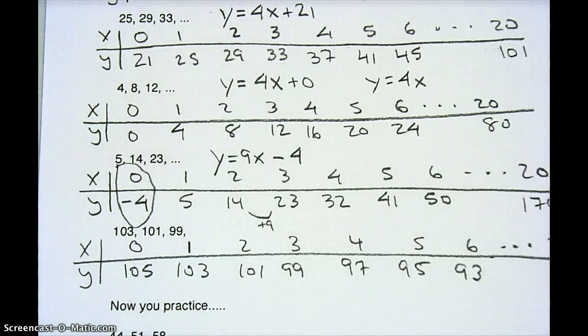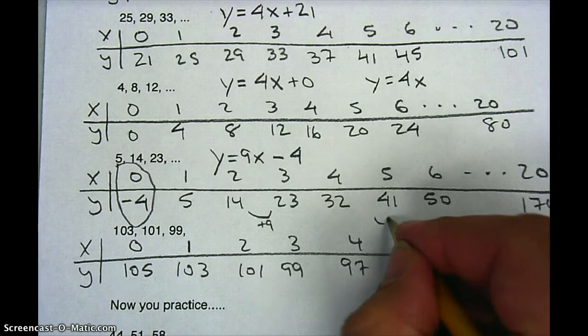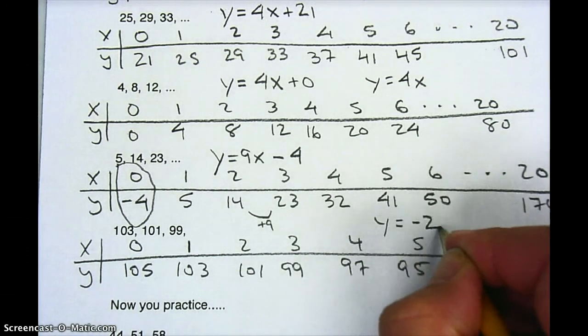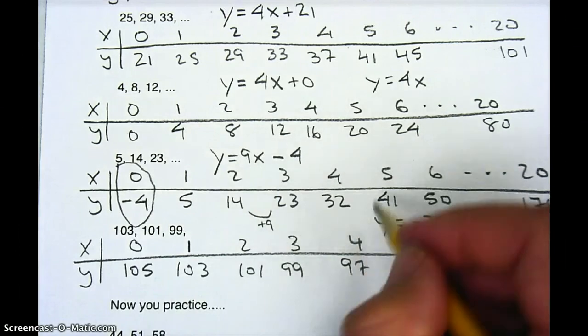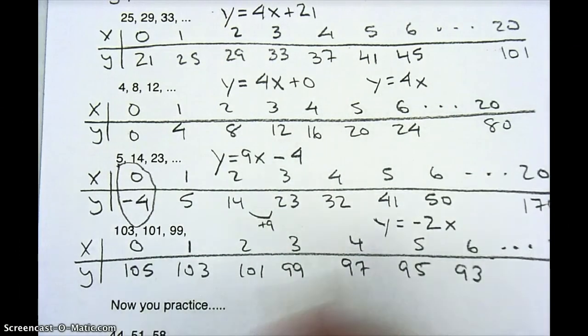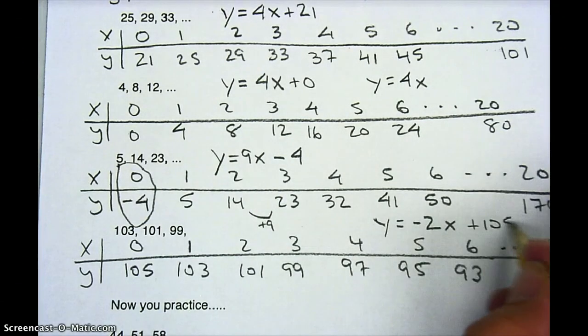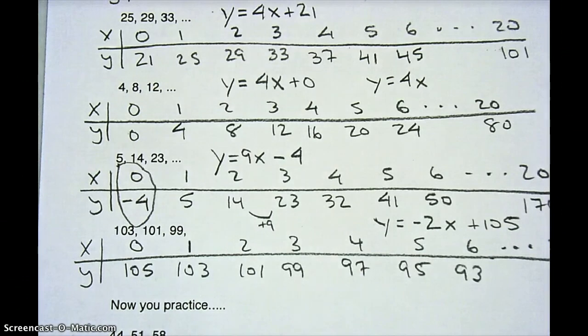To find the equation, when I went up by 9, I multiplied x by positive 9. When I went up by 4, I multiplied x by positive 4. Now I'm going down by 2, so I'm going to multiply x by negative 2. So it's going to start y equals negative 2x, which is right here, and then I have to add that 105 again. Same thing, just a little bit different.